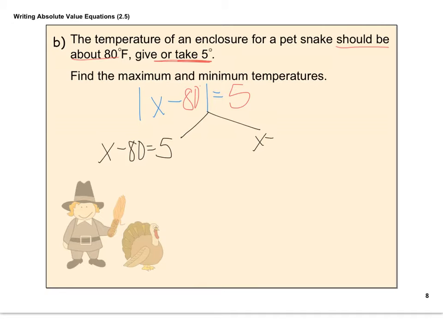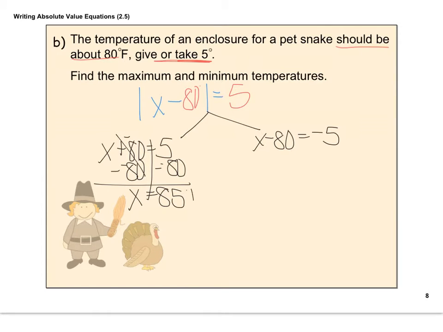Then, assuming it's a bad thing, and setting it equal to a negative 5. And again, some of you guys might be able to come up with this answer without showing the actual solving step, and that's fine with me. Keep change, change. Minus a negative 80. So x equals 85 degrees Fahrenheit. So one temperature is going to be 85 degrees.